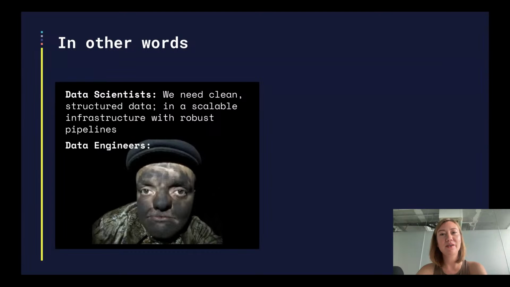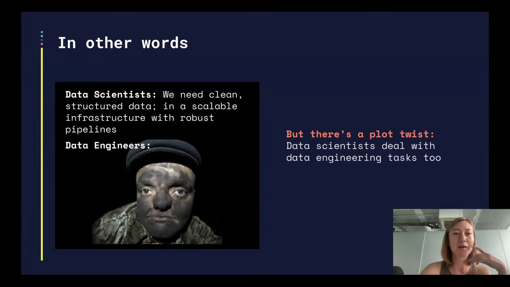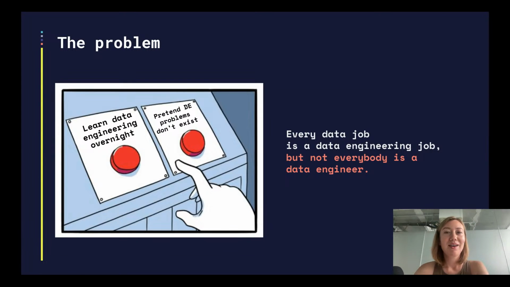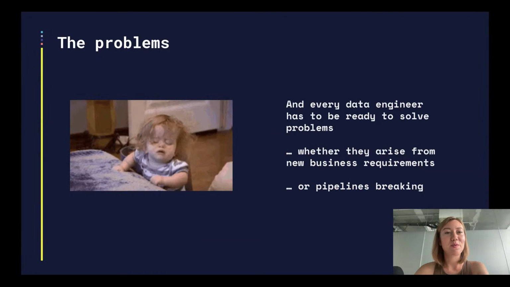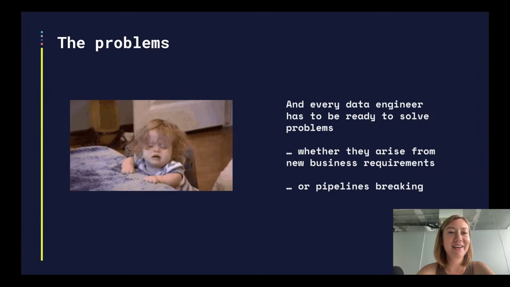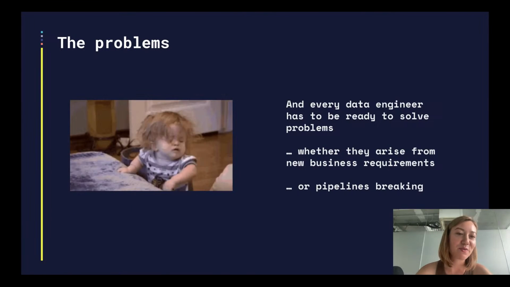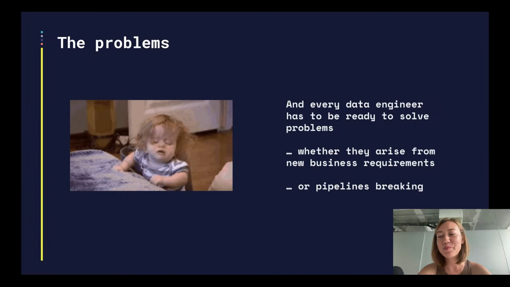But there is a plot twist. Data scientists deal with data engineering tasks too. So it means in reality it's unavoidable, and every data job is a data engineering job. But the thing is, not everybody is a data engineer, or is simply not paid enough to be one at the same time. And every data engineer has to be ready to solve problems, whether they arise from new business requirements or a pipeline breaking.